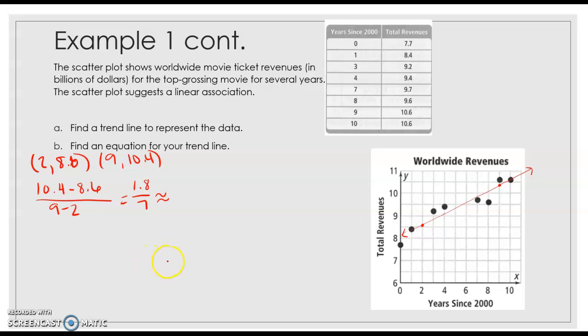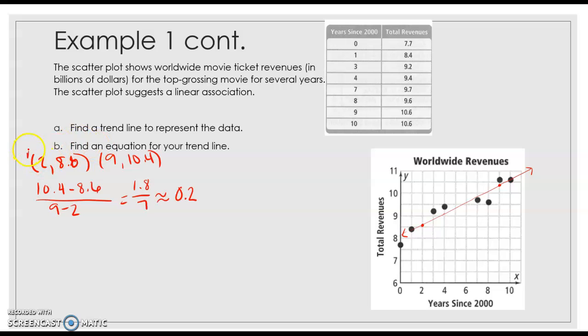And when we're working with scatter plots, it's okay to use decimals because we're not trying to count the slope in order to graph. Fractions make it easier to graph equations because we can count our boxes, whereas when we're working with real world situations, we tend to use decimals. 1.8 divided by 7 gives us 0.2 something, so I'm going to just approximate it to 0.2. I'm going to truncate it at that first decimal. Truncate just means not rounding, just keeping it at that.